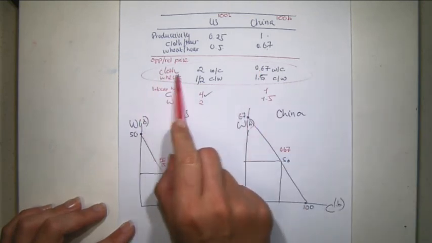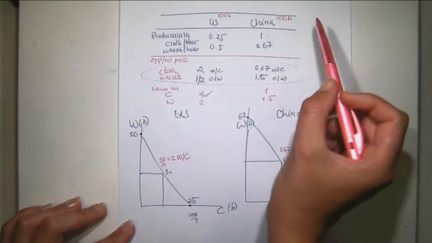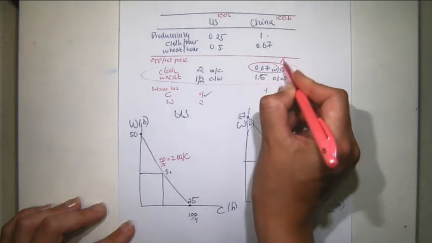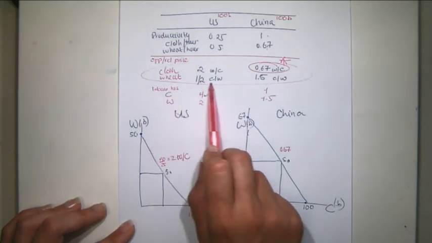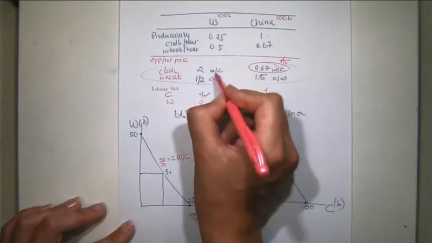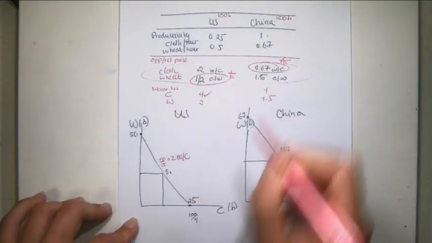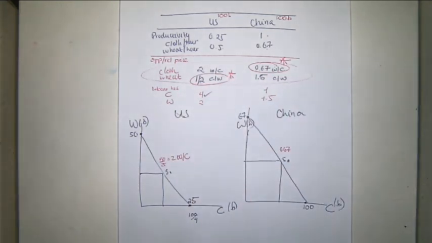Who has the lower price of cloth? Well, it seems to be China. They only give up 0.67 units of wheat for 1 unit of cloth. Who has the cheapest price of wheat? The US. It only gives up 1/2 a unit of cloth to produce 1 unit of wheat.